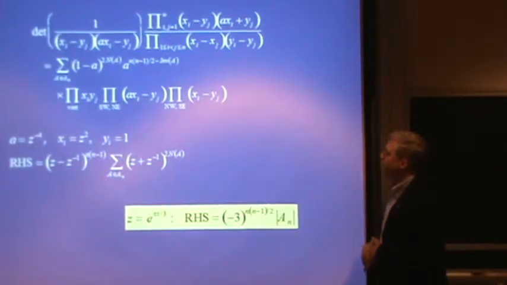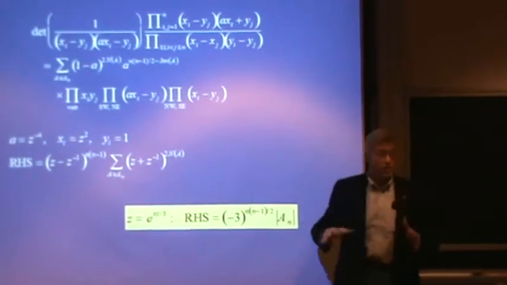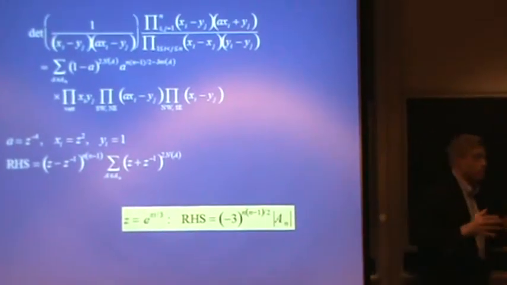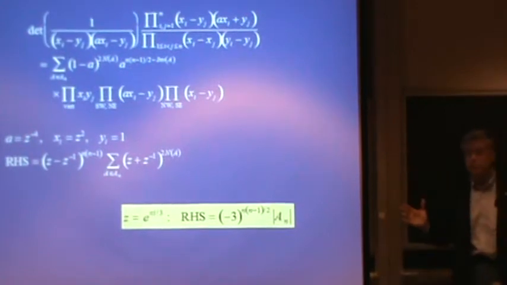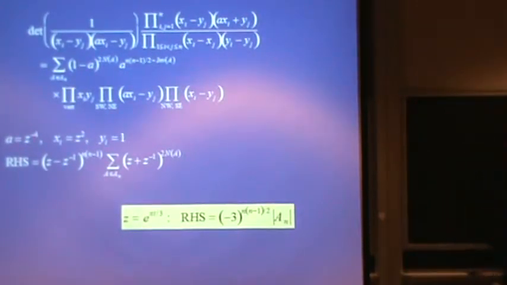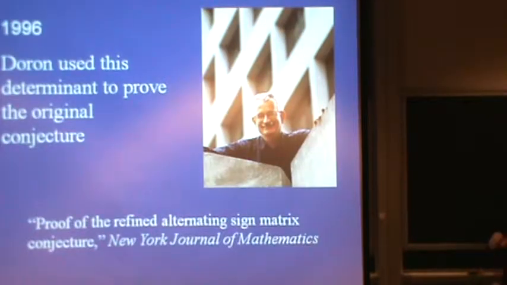Greg Kuperberg figured out how to do it, and the left-hand side collapses into precisely the product of factorials that you want. And so that's the proof. Very simple, very direct, but using some pretty high-powered physics.